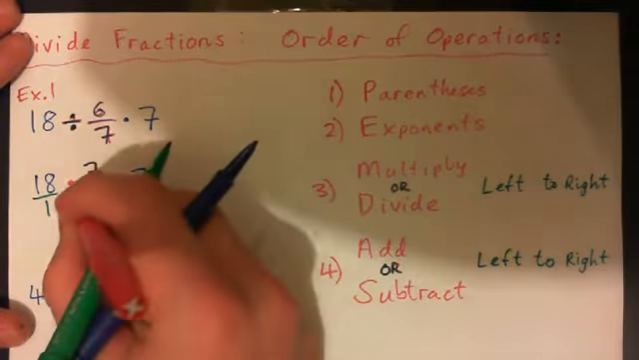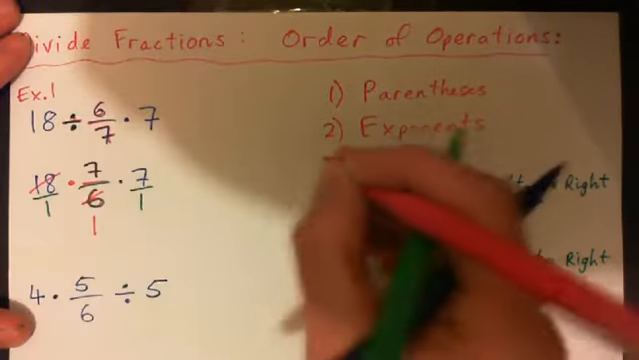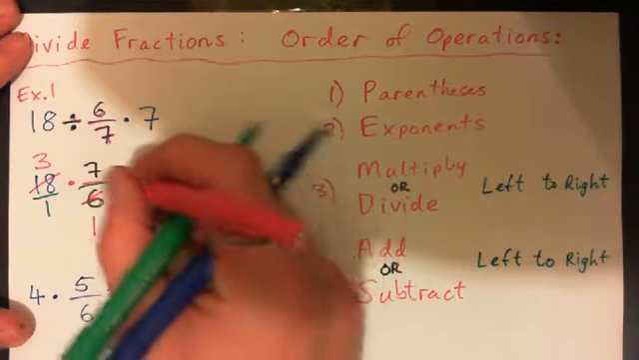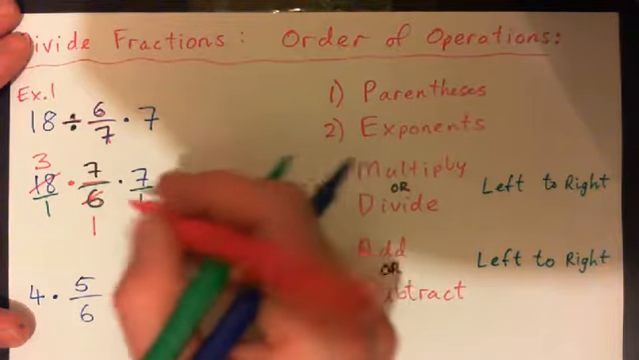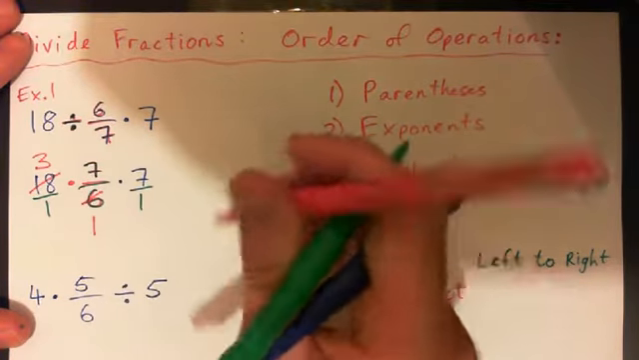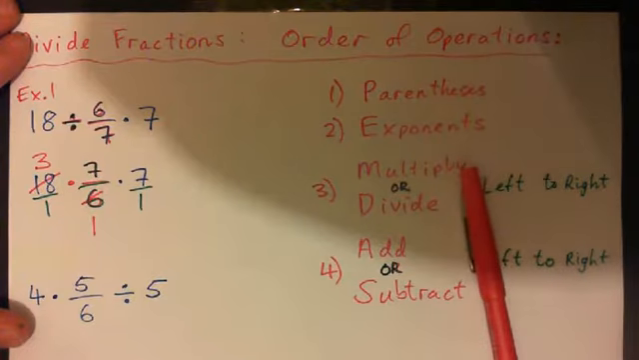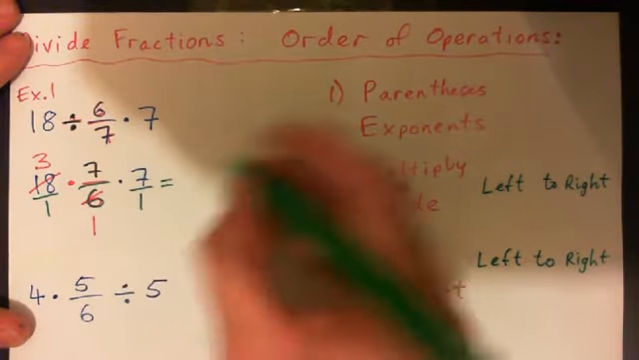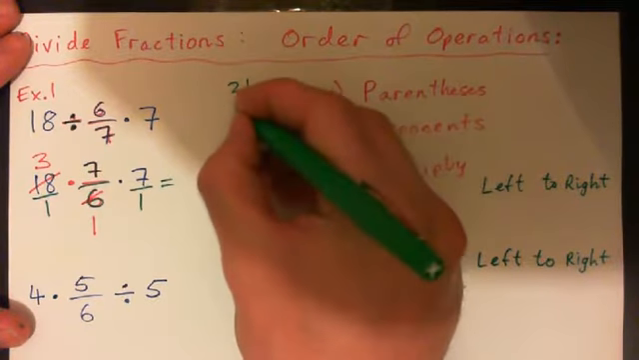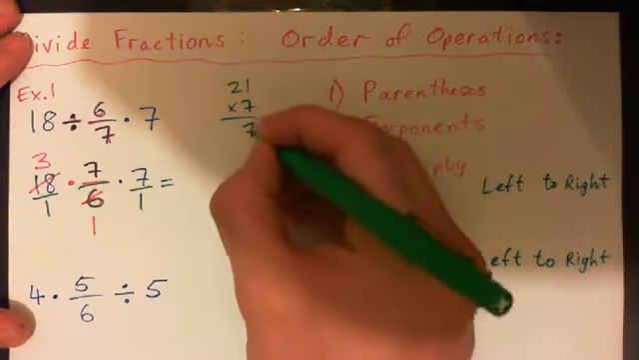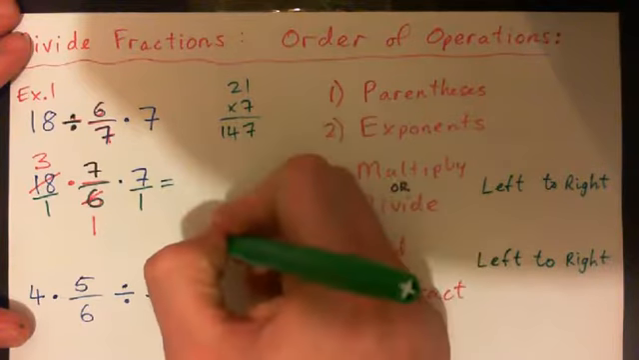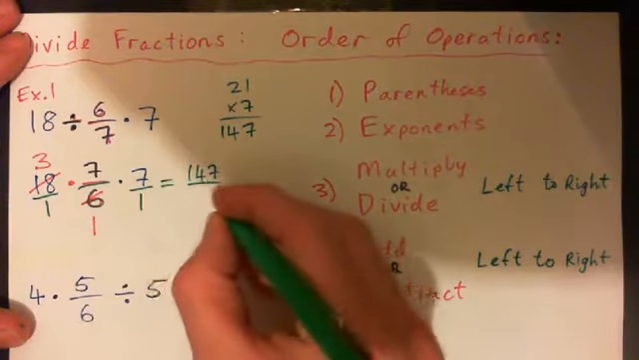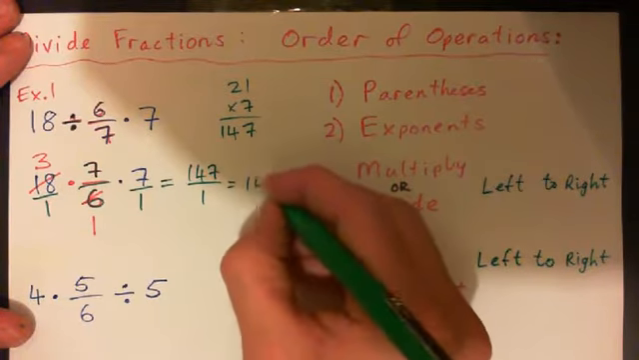Can you cross cancel common factors? Well, let's see. 6 into 6 goes once. 6 into 18 goes 3 times. We can't cross cancel these 7s because they're both on the top. You can only cross cancel a number on the bottom with a number on the top, right? So then we get 3 times 7, 21. 21 times 7. 7 ones is 7. 7 twos is 14. 147 over 1, which of course is just 147.